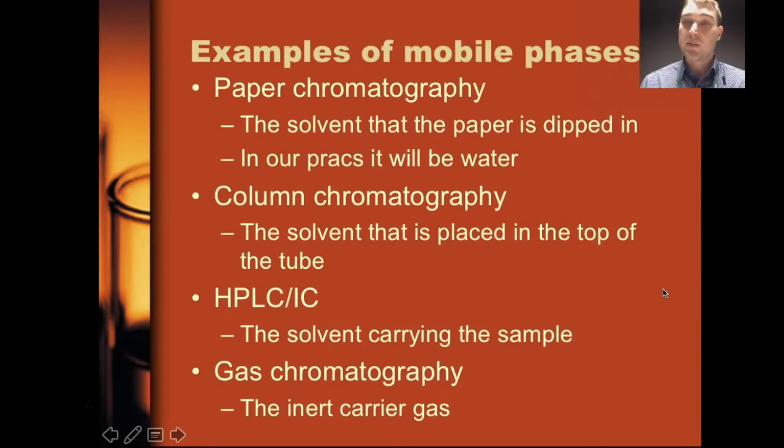Here are some examples of the mobile phases that are used. In paper or thin layer chromatography, it is the solvent that you're placing your paper or other substance into. In column chromatography, it's the solvent that's carrying your substance. In high performance liquid chromatography or ion chromatography, again it's the solvent that's carrying your sample. And in gas chromatography, it's an inert carrier gas, usually something like nitrogen.